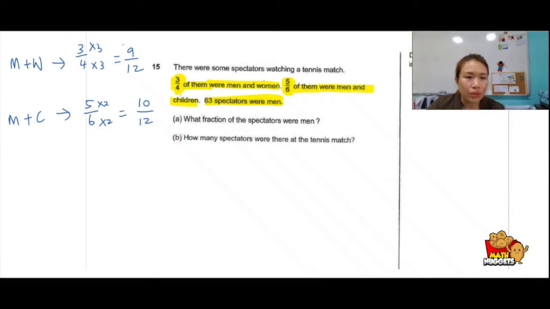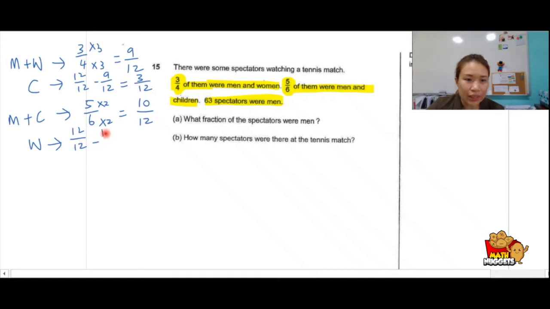So from here we will know that if the men and women make up 9/12, your children would be 12/12 minus 9/12, which is 3/12. We are also able to know that the women make up 12/12 minus 10/12, which is 2/12. So in order to find men, I can take 10/12 minus 3/12. I will get 7/12. That's the answer for part A.